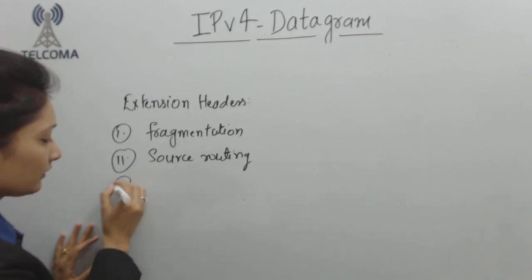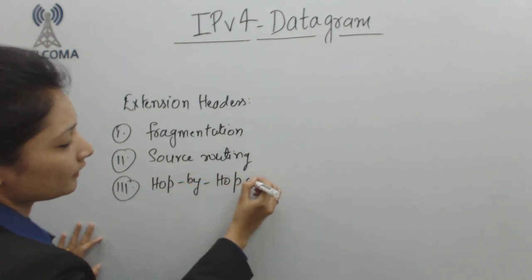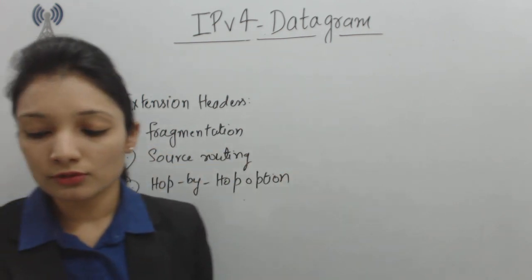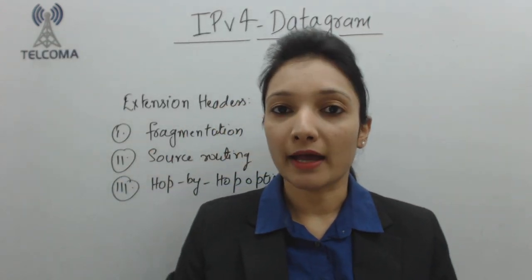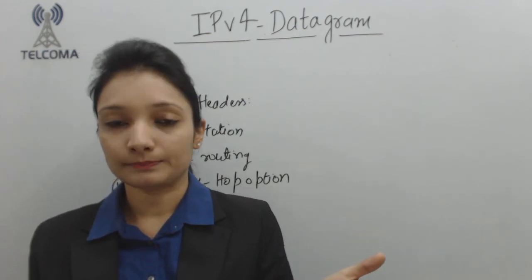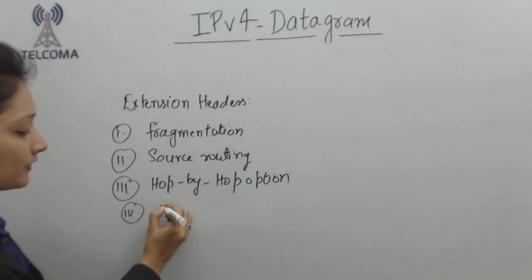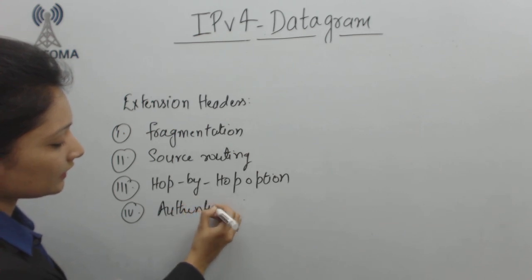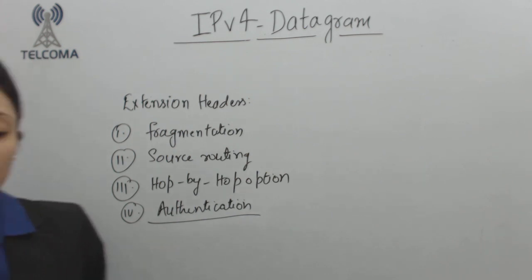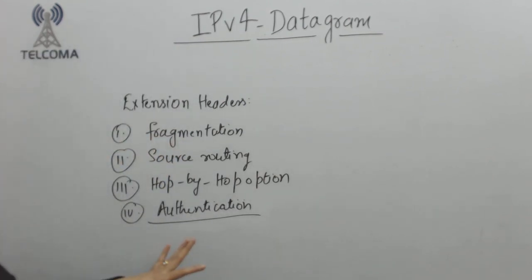After that, hop by hop option. It is used when the source needs to pass information to all the routers which have been visited by the datagram. That's why it's called the hop by hop option, because it is forwarding all the information through which it has passed. Now next we have the authentication header. The authentication header has a dual purpose. It validates the message sender and ensures the integrity of the data also.